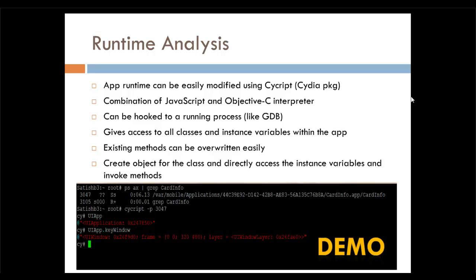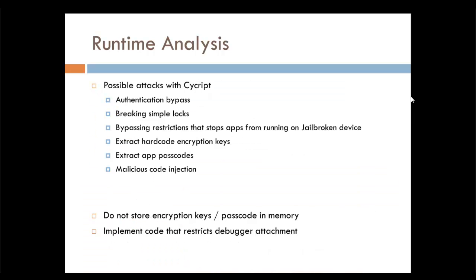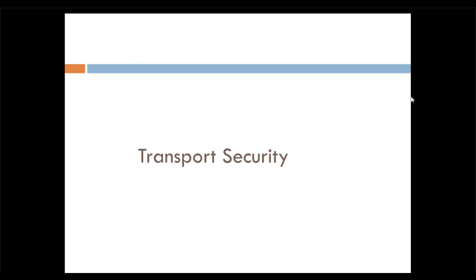The possible attacks which can be performed using Cycript are authentication bypass and breaking simple logic. There are applications built in such a way that they do not run on jailbroken devices, so we can modify those applications as well. Also, we can extract hard-coded encryption keys and passwords. We can also add our own code. So the moral is: do not store encryption keys or passwords in memory, and implement code that restricts debugger attachment. And coming to the last part, this is transport security.